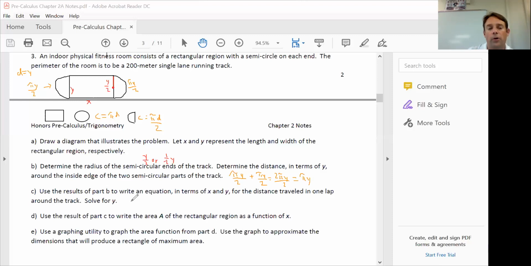So use the results of part B to write an equation in terms of x and y. So this is x, and this is x. The total distance around is going to be these two x's and the length of the two arcs, which we said on part B was pi y. So the perimeter then around that track is 2 x's plus the length of the arcs, which is pi y.